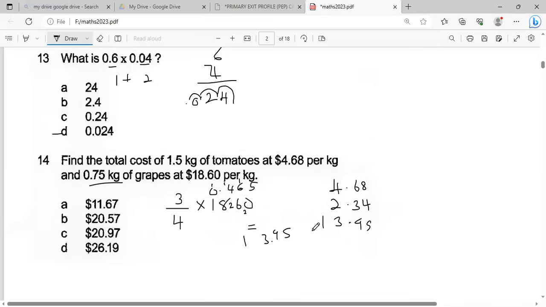Let's add now: 5 and 9, 5 and 4, 9 and 8, 17, 7 carry 1. 6 and 1, 7, 10, 19, 9 carry 1. Put back our decimal place. 3 and 2, 5 and 4, 9 and 1, 10. So that's $20.97. All right, let's go, guys. Let's move to 15.